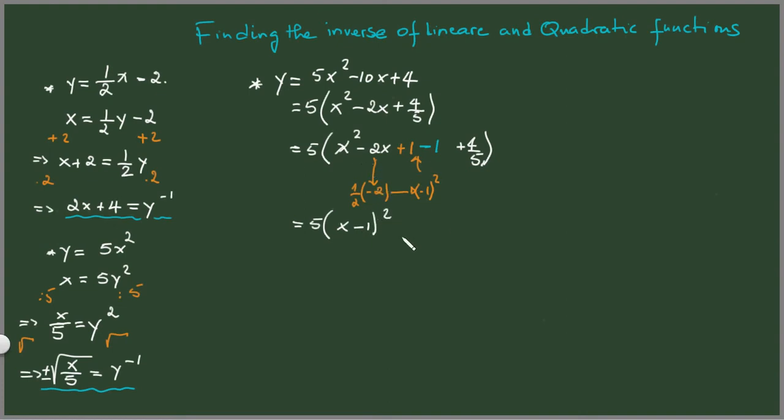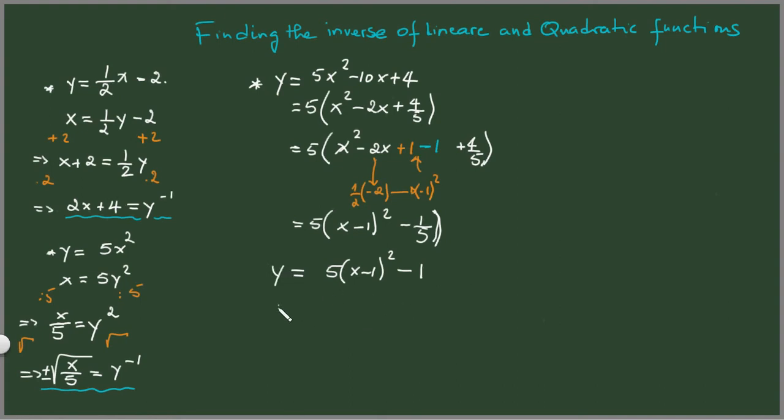The rest is minus 5 plus 4, which is minus 1/5, and this minus 1/5 is multiplied by 5. We put a parenthesis because 5 is still multiplying everything. This could also be written as 5 times x minus 1 squared minus 1 if I multiply the 5 in there. So this is the vertex form, and now we have y equal to that, so we can switch y and x.